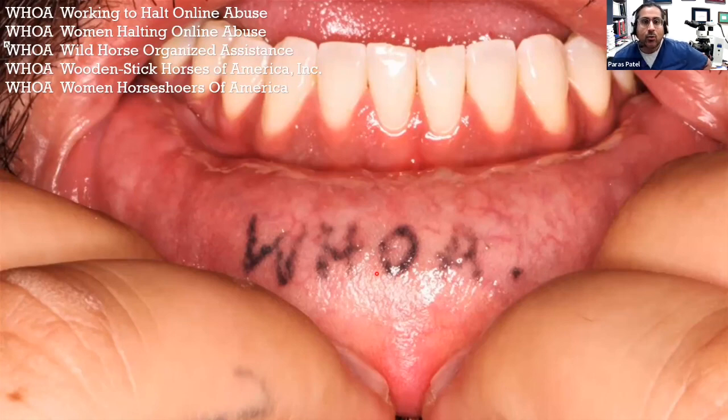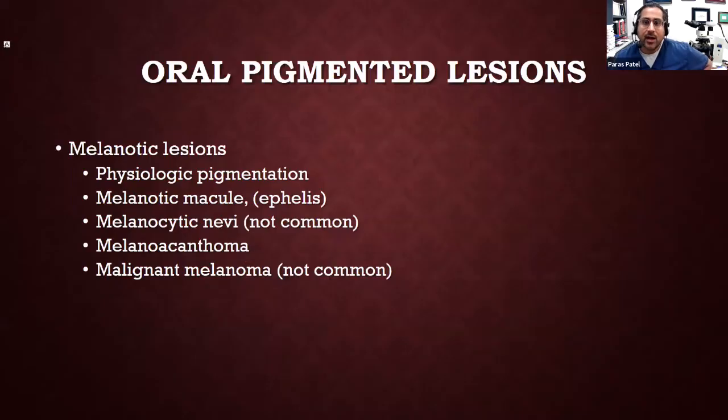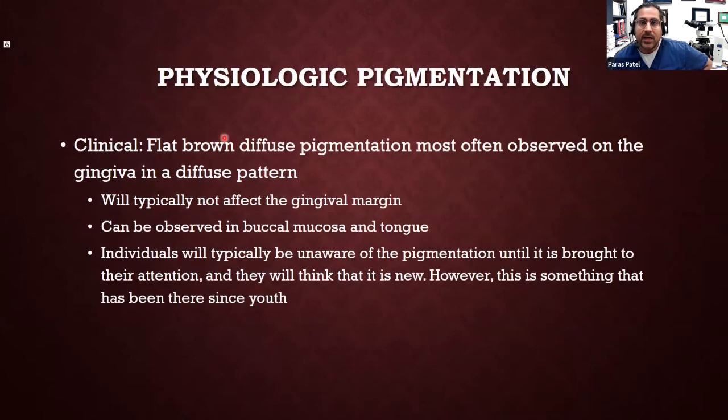And then the last category are melanocytic lesions or melanotic lesions. You've got to be aware of physiologic pigmentation. Sometimes patients aren't aware of this until they're made aware of this. So if a patient says that all of a sudden I have this sort of discoloration in my gingiva, be aware of physiologic pigmentation in specific populations.